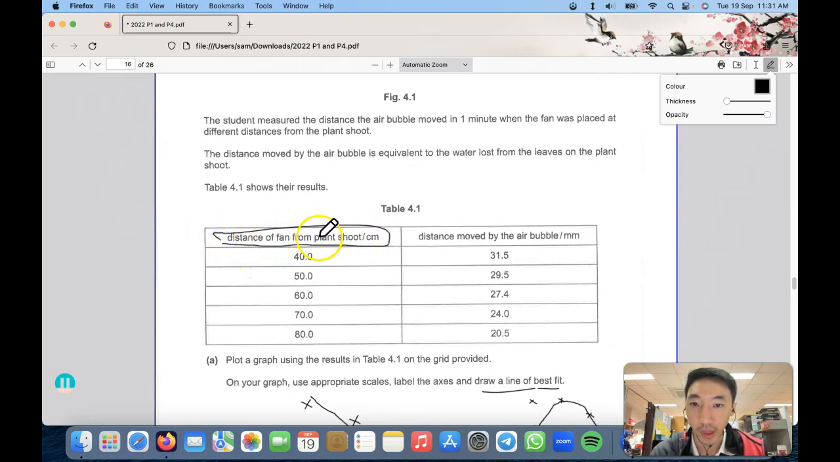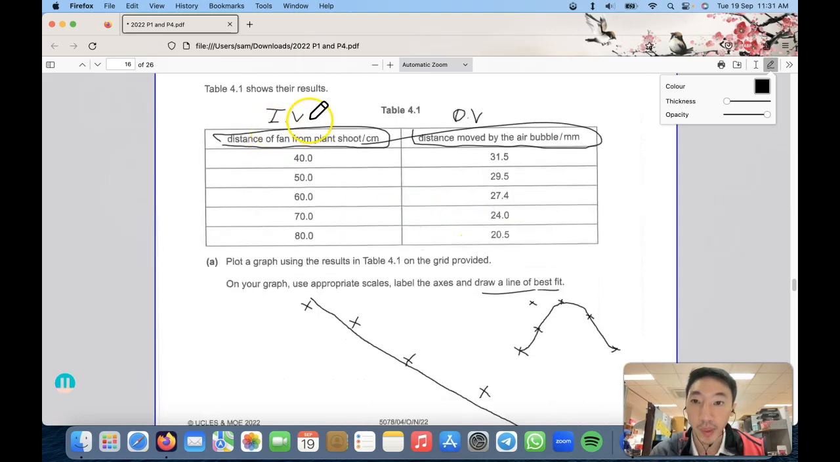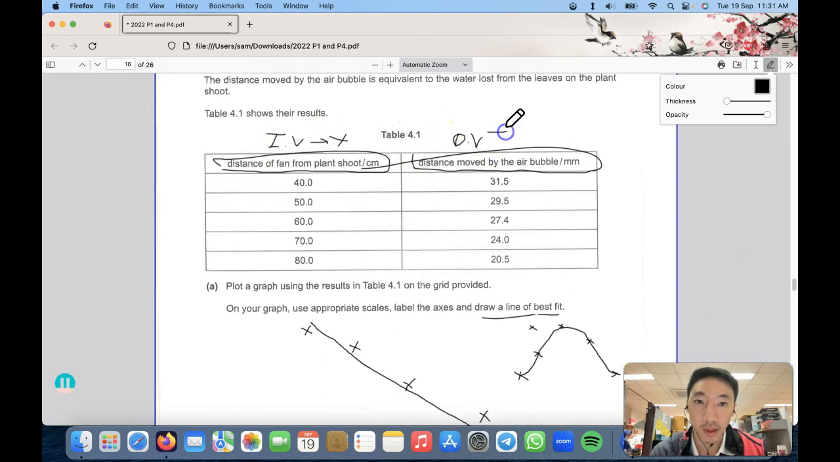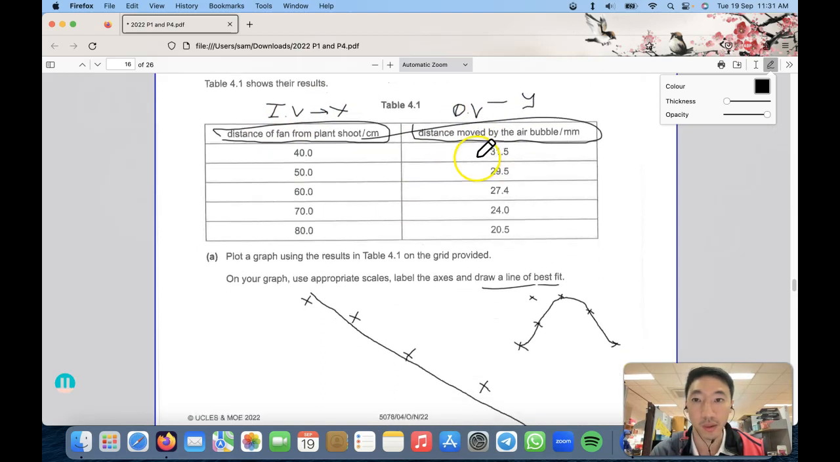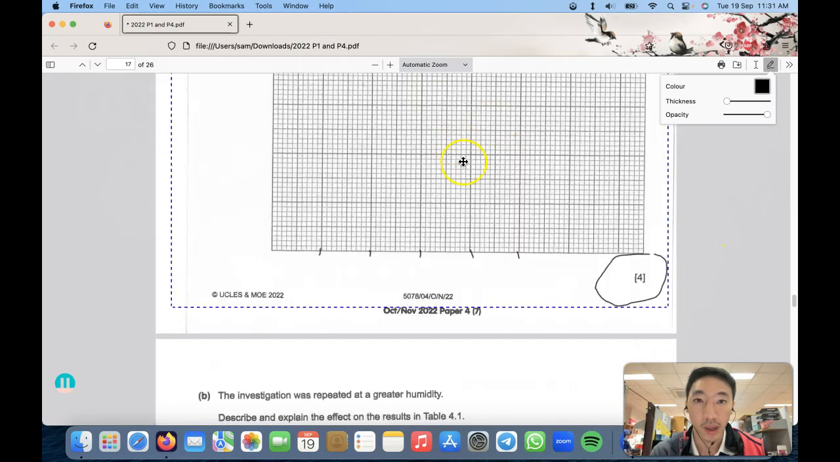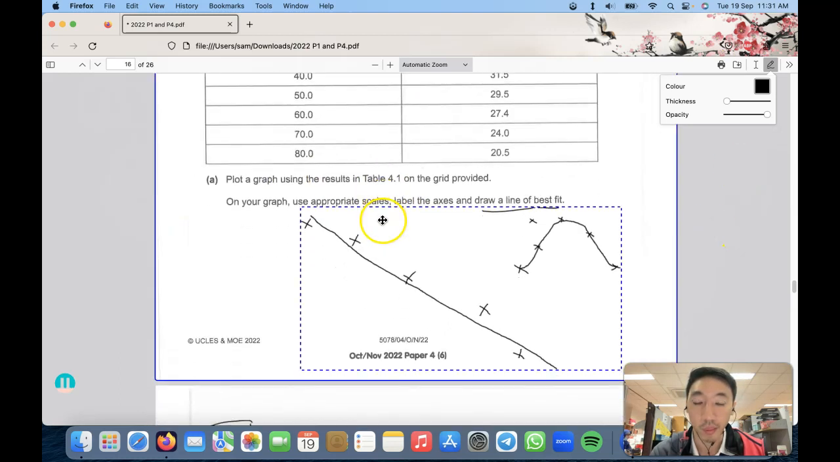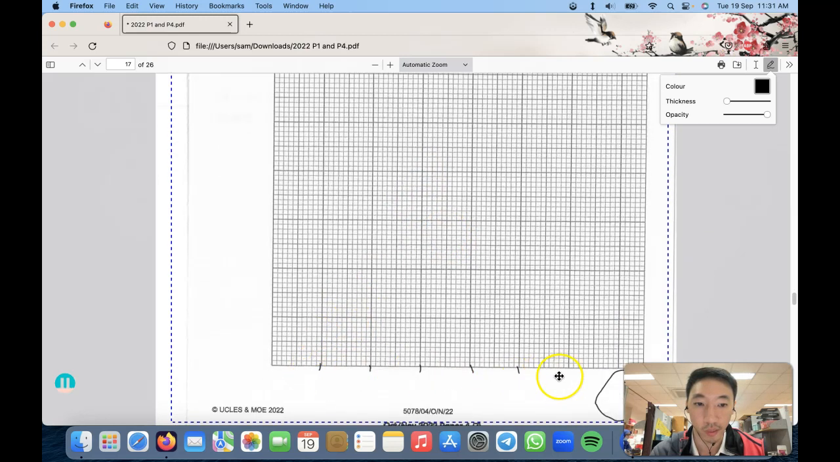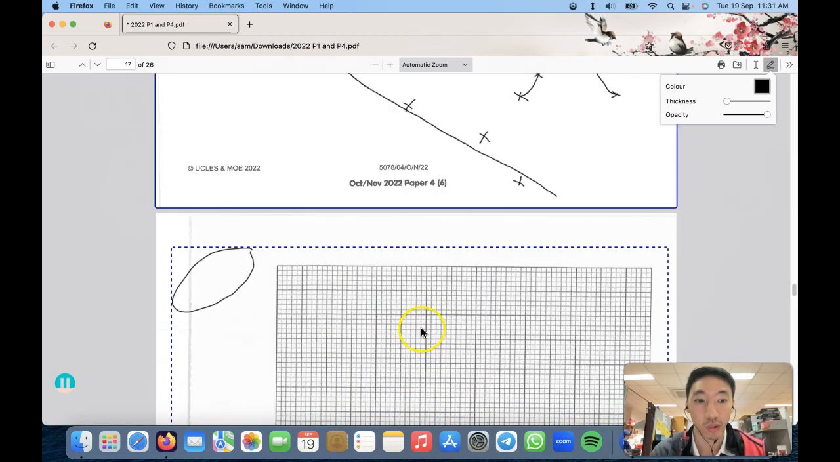Distance of fan from plant shoot. This is what is called your independent variable. Distance moved by air bubble. This is what you measure, so this is your dependent variable. Your independent variable will always go to the x-axis. Dependent variable always goes to the y-axis. So I start by writing distance of fan from plant shoot, and then I start to split it off at the x-axis. The rest you do yourself.